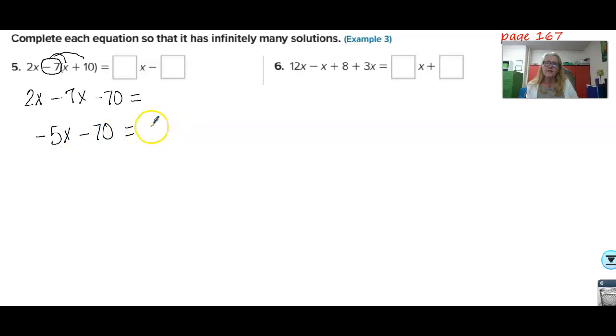Well, if you want the left and right sides to be identical, then we need to have an identical negative 5x minus 70. And that would be the correct answer to that, right?